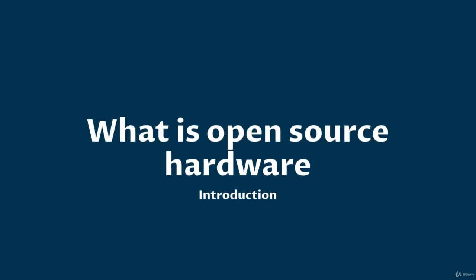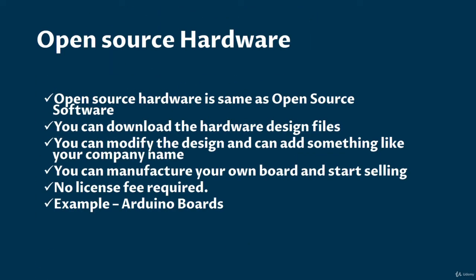But what is open source hardware? Open source hardware follows the same rule as open source software. In the case of open source hardware, unlike software, the hardware design files are available. You can download the hardware design files, then modify the design according to your requirements. You can add something like your company name or your name. Then you can manufacture your own board and start selling the boards. No license fee is required.